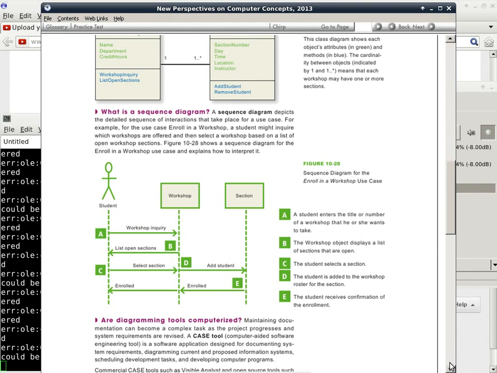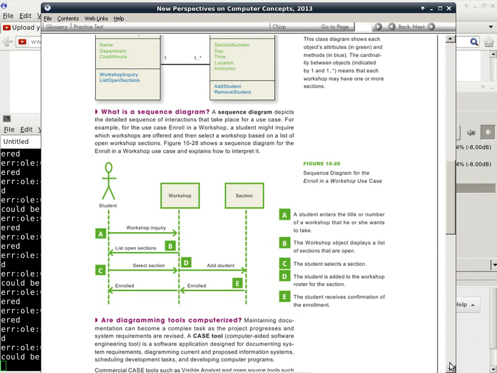What it is, this is not describing a general scenario. This is describing a specific scenario. So in this case, a very specific scenario is a student will send a workshop inquiry to the workshop, so you can see the information going this way, and the workshop will respond by listing the open sections. The student, after reading the open sections, will select a section. Then that will go to the workshop and add the student to a particular section.